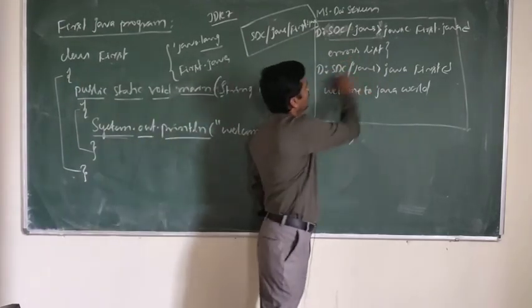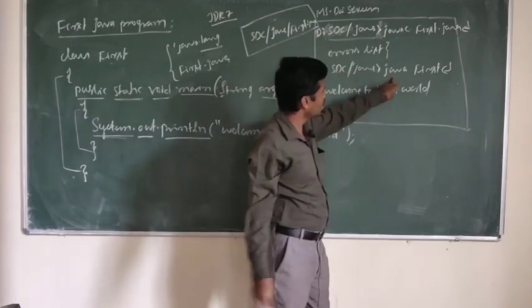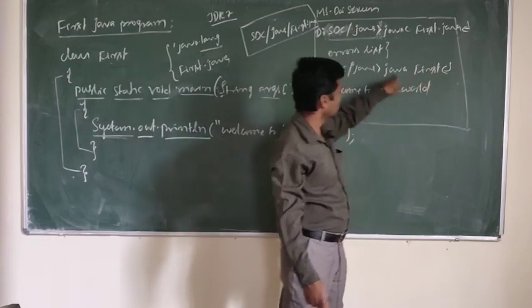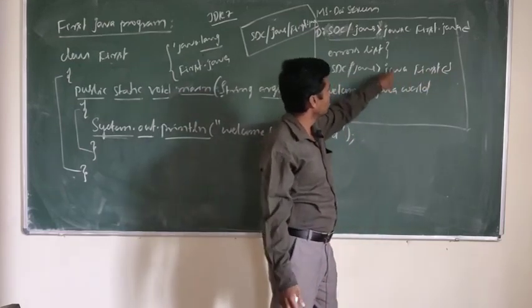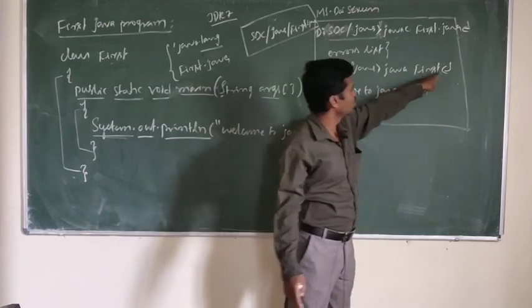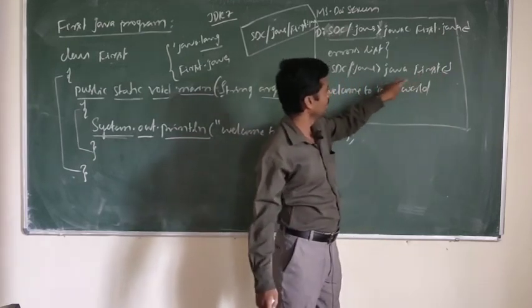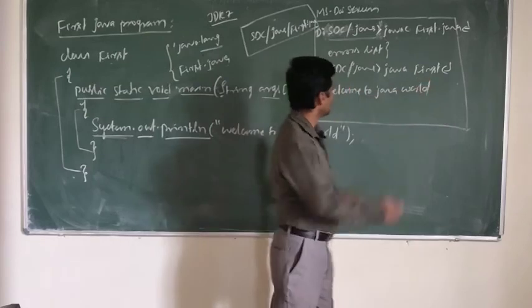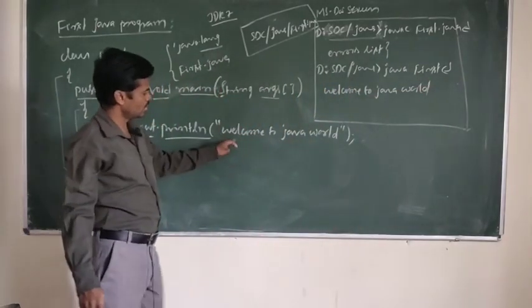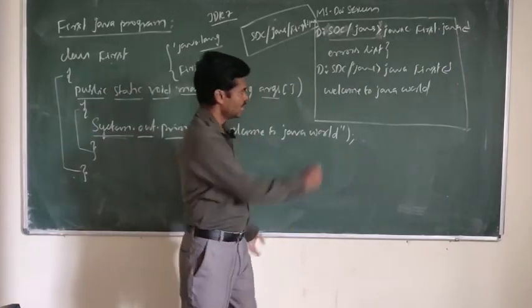How to execute? Again get the same path, then java space file name. Here no need to give the extension at the time of execution. Only at compile time you have to give the extension. At runtime, no need to give the extension, directly java space file name. Then it will display the output, whatever output is there in your program, that is welcome to Java world. This is the output.